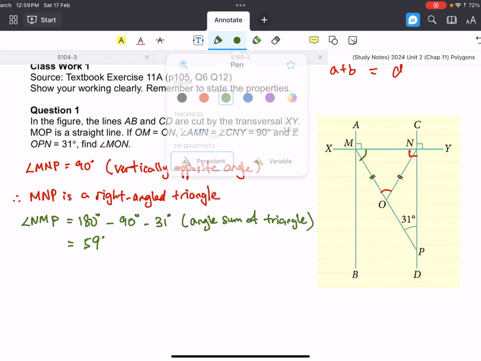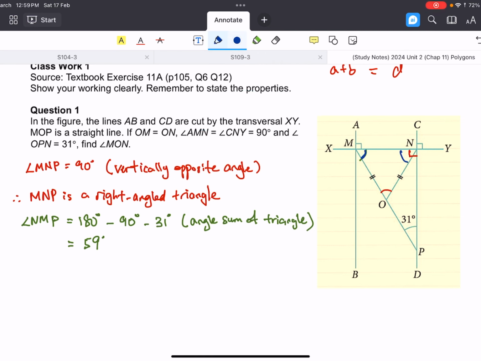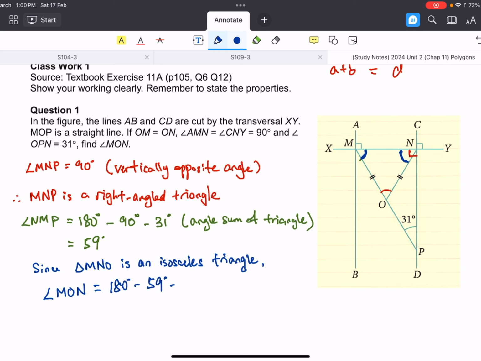Now, finally, the property of an isosceles triangle, we know that this angle here is a base angle. This angle here is a base angle. Because of the property of isosceles triangles, they are going to be the same. Therefore, we can actually find our solution angle MON using that property. So since triangle MNO is an isosceles triangle, angle MON will be equal to 180 degrees minus 59 degrees twice, and that will result in 62 degrees. Got it? I hope you get this. This is really just understanding.